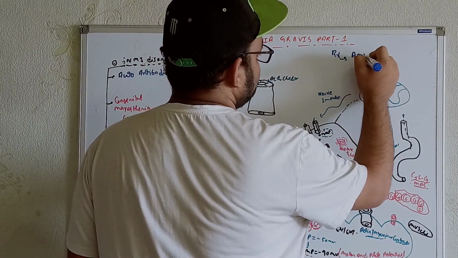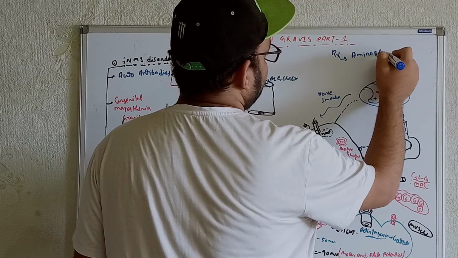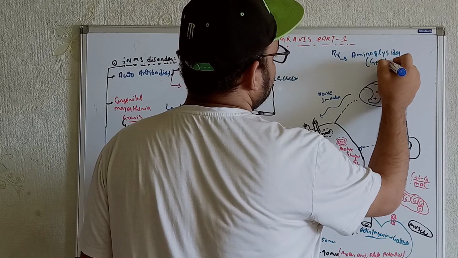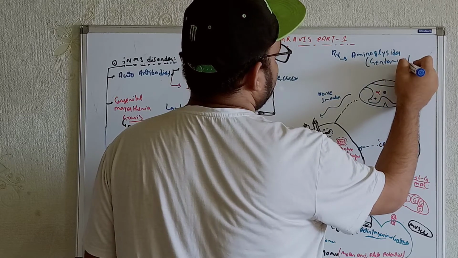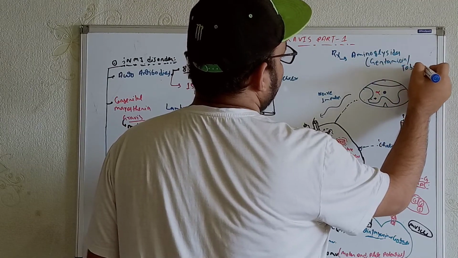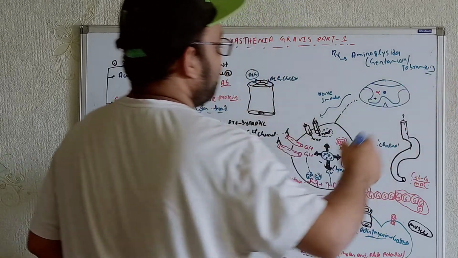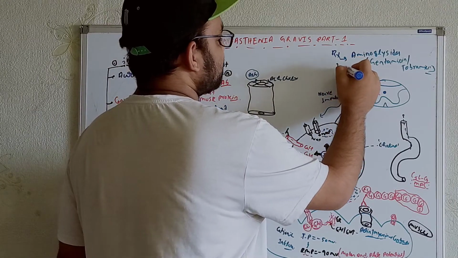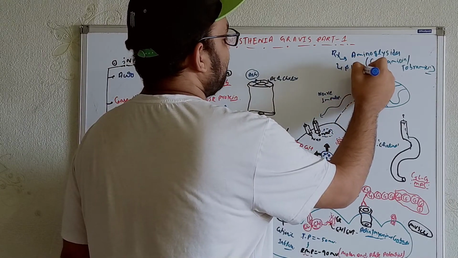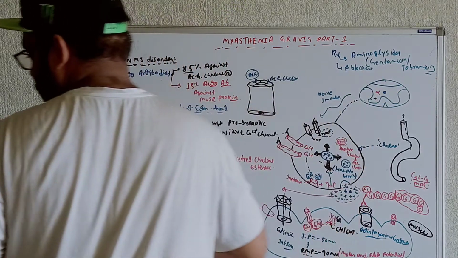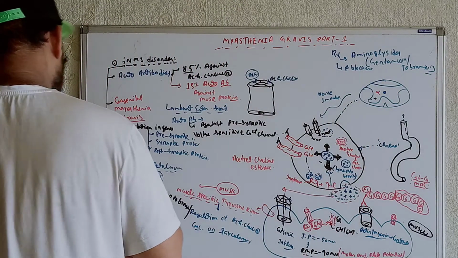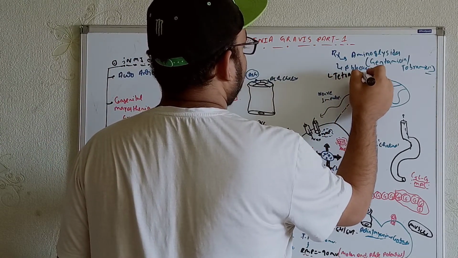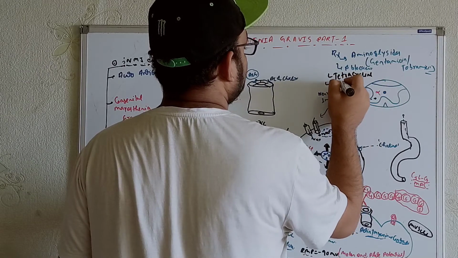The group of the aminoglycosides, especially gentamicin. You can remember tobramycin. These are drugs that can also cause Myasthenia Gravis. Along with that, you can write it over here, the beta blockers, and you can also remember tetracycline and procainamide.